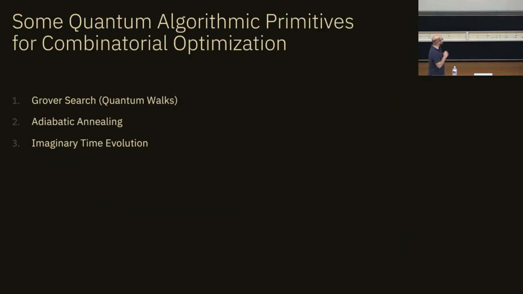All right. In most of the remainder of the presentation, I want to discuss a couple of algorithmic primitives that we use in quantum optimization to build quantum optimization algorithms for discrete problems. And you've probably heard about some of them before. The first one is Grover search, which can be seen as a candidate of quantum walks, which might be a bit of a larger class. The second is adiabatic annealing. And the third is imaginary time evolution.